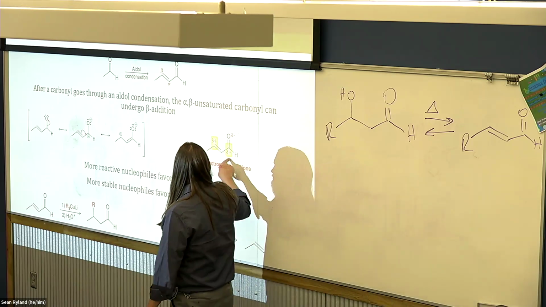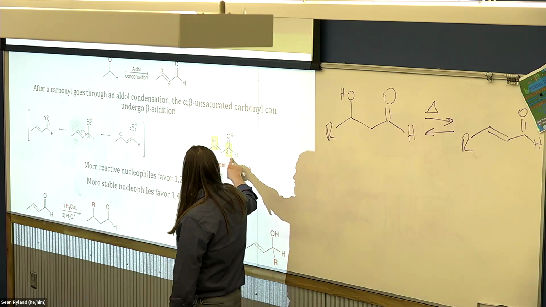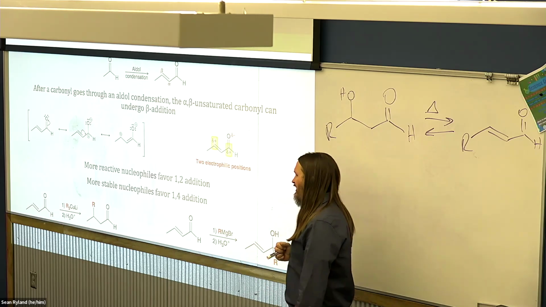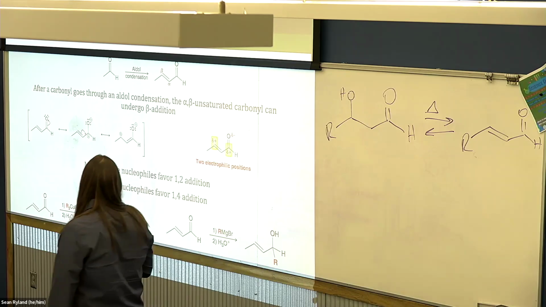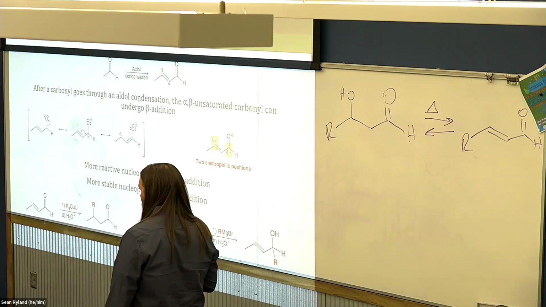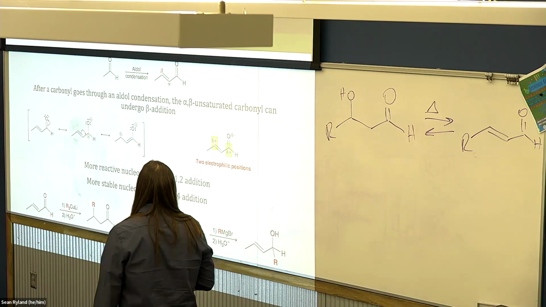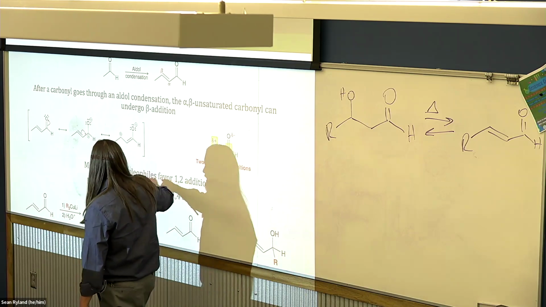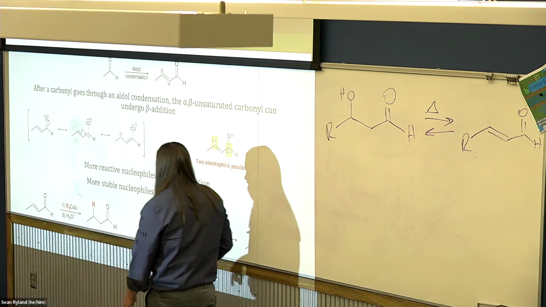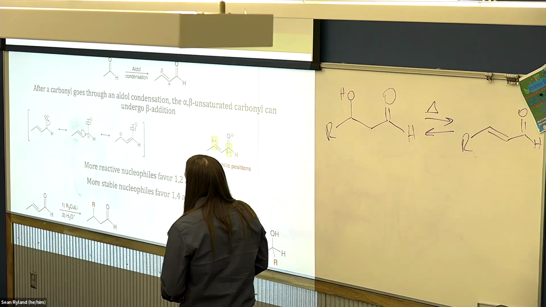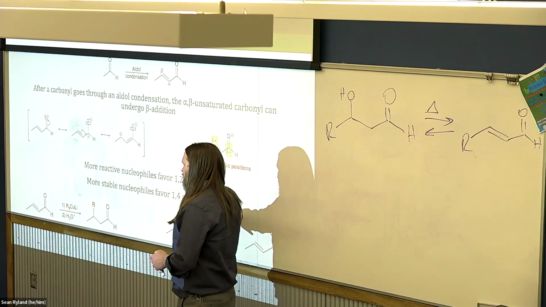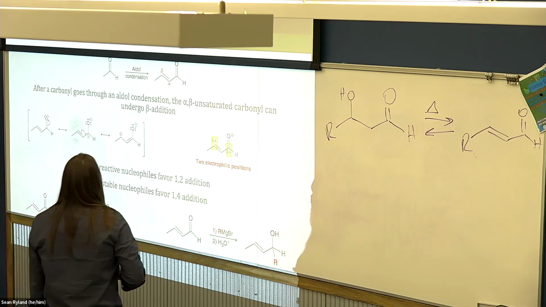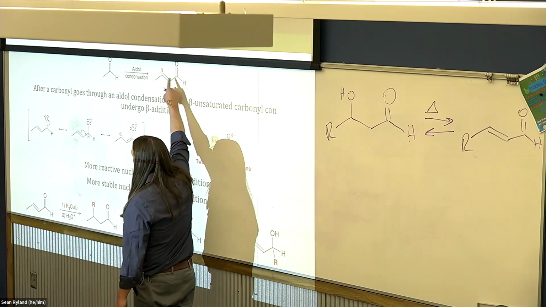we have two spots where a nucleophile can attack. That means we need some way to control which of those two spots our nucleophile adds to. Generally speaking, the reactivity of the nucleophile is going to do it. Stronger nucleophiles are going to favor the 1,2 addition, where you attach it to the carbonyl carbon. A more stable, less reactive nucleophile is going to add at the beta carbon. So it's either going to be adding on the carbonyl carbon or the beta carbon.